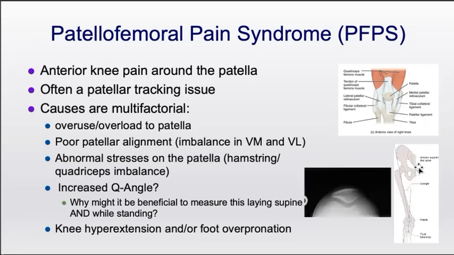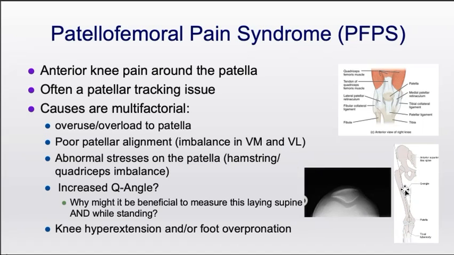So just one thing I want to backtrack and talk about is that Q angle. The Q angle is defined as the angle that's formed between the intersecting lines drawn from the ASIS to the center of the patella. That's the first line. The second line goes from the center of the patella to the tibial tubercle on the tibia. And then you measure the angle in between there.